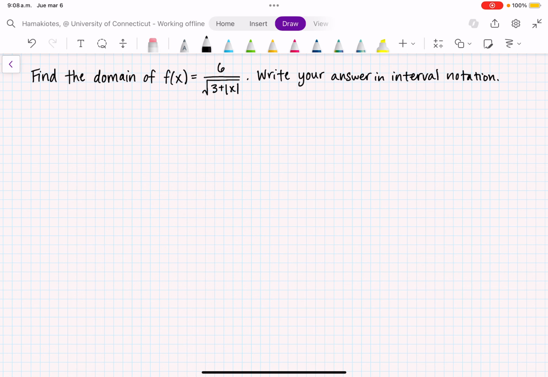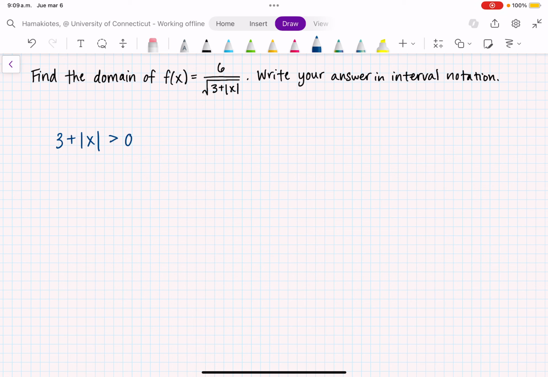Well, we have 6 in the numerator, and then in the denominator, we see that we have the square root of 3 plus the absolute value of x. So what we want to check is, first we want to make sure that the denominator is not 0, and then we also want to make sure that everything under the square root symbol is greater than 0. So I want to check that 3 plus the absolute value of x is greater than 0.